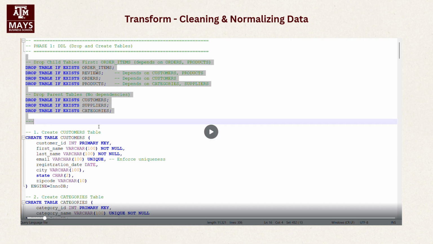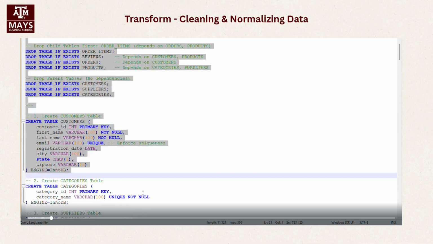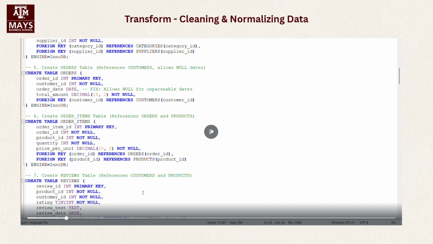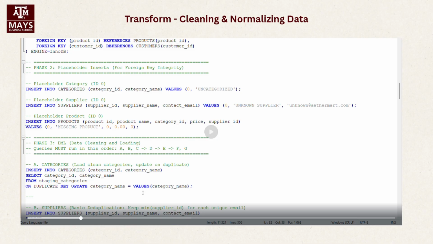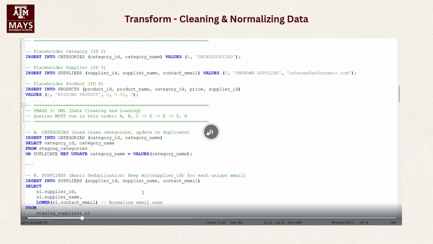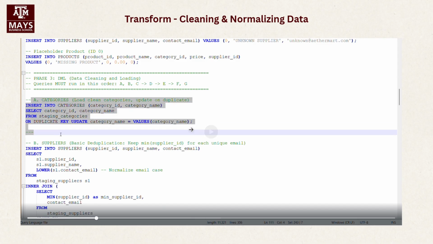Now, cleaning and normalizing data. This is a script that I used to clean the data in the staging tables. Here I have also created main tables, and I will be inserting data into those main tables after cleaning, all in this one script. As you see, in the categories I'm loading clean categories, where duplicates are not accepted.